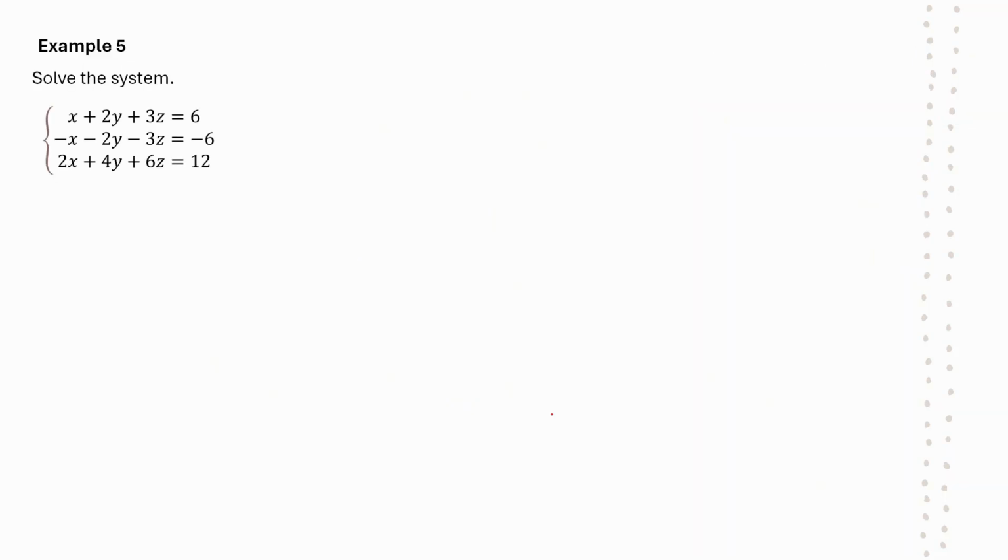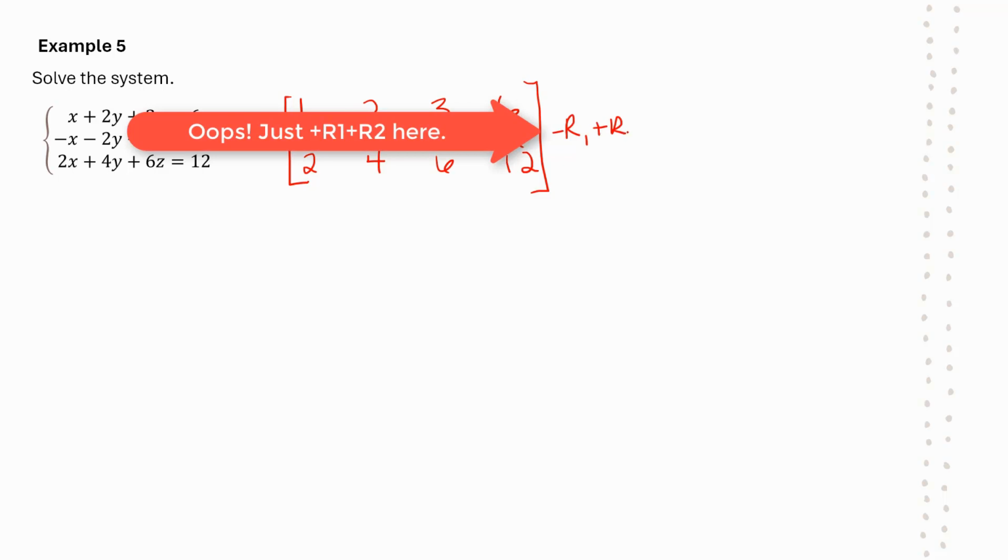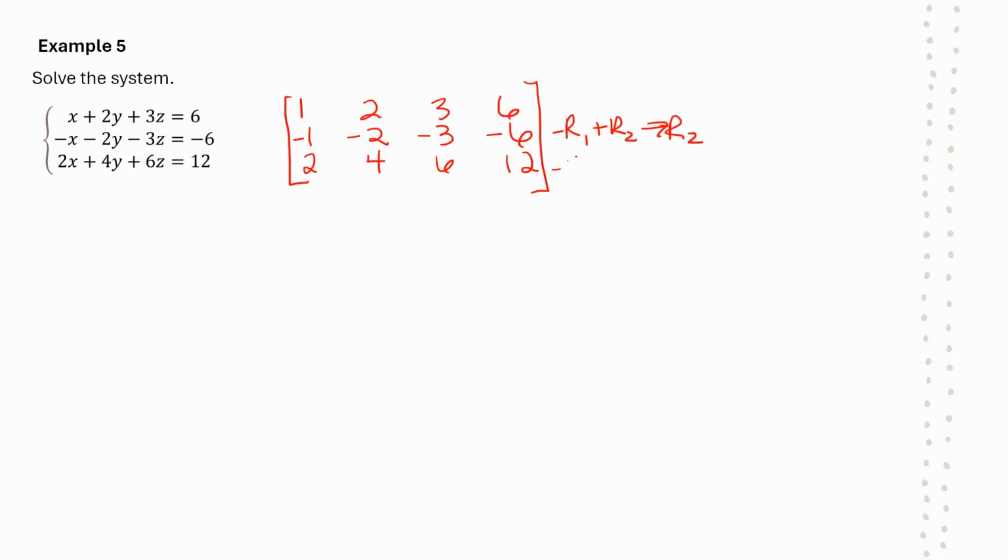We got another one. Let's see what happens. So you can pretty well see that, for example, let's say you decided to multiply the first equation by -1 and add it to the second equation and replace the second equation with that, and you multiply the first equation by -2 and add it to the third equation and replace the third equation with that, then the first equation doesn't change.